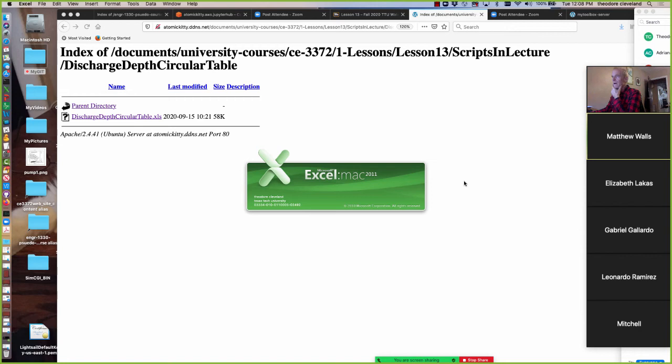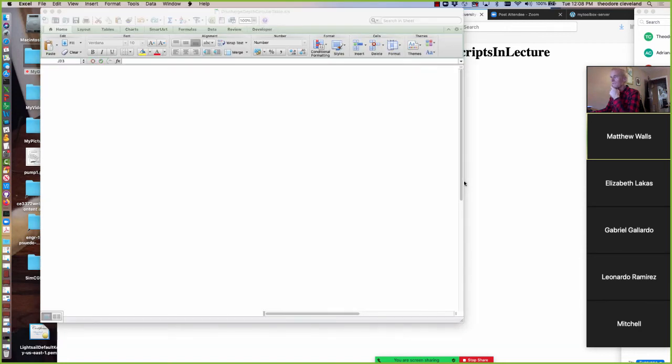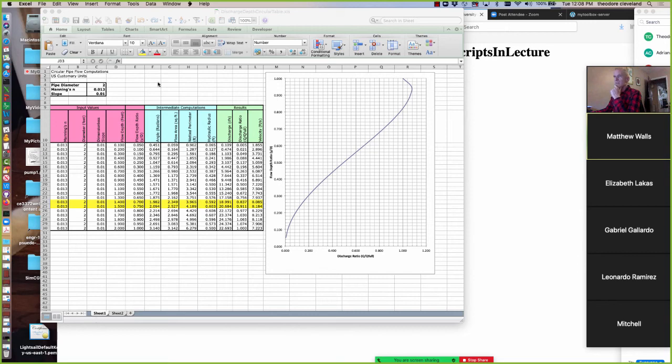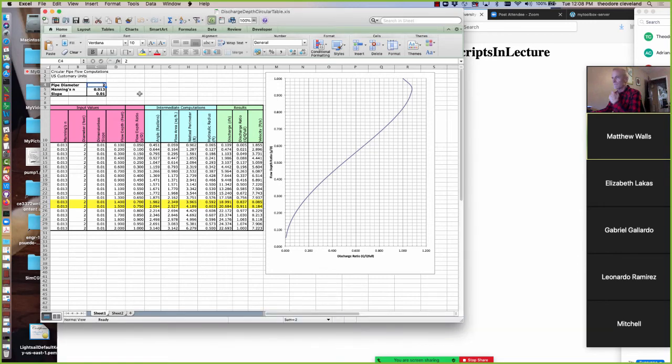So this first one, I'm pretty sure is going to be the table that was used to produce that depth discharge plot. Indeed it was, and if we want to, we can always change the pipe diameter. Make it a 5 diameter pipe. Notice how the plot didn't change a bit. And that's because dimensionless charts, by definition, stay dimensionless. They shouldn't change. We can change Manning's N, something smaller like that. Chart doesn't change.